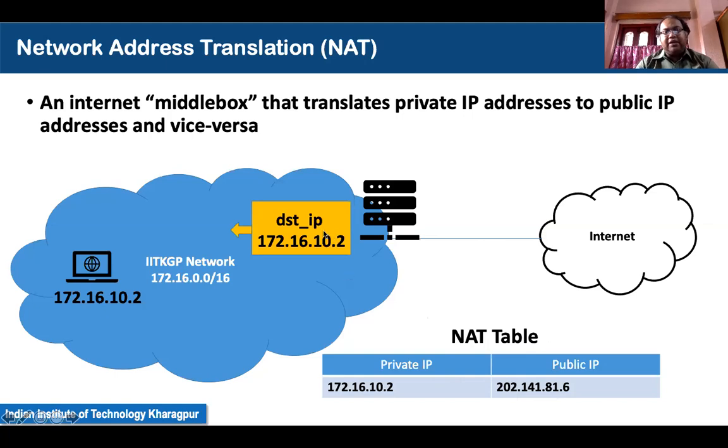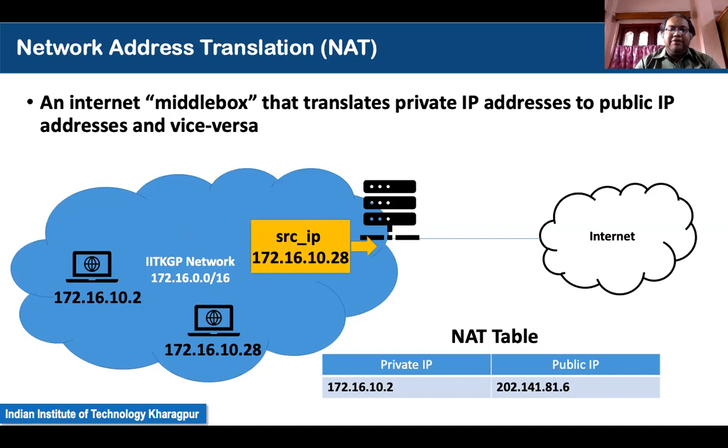So the IP is updated to 172.16.10.2, and the packet is forwarded inside the IIT Kharagpur network. Now, within the IIT Kharagpur network, this IP is visible to all the devices, like the routers in the network. So they route this packet to the final destination, which has the private IP of 172.16.10.2. So this is the typical way a NAT works.